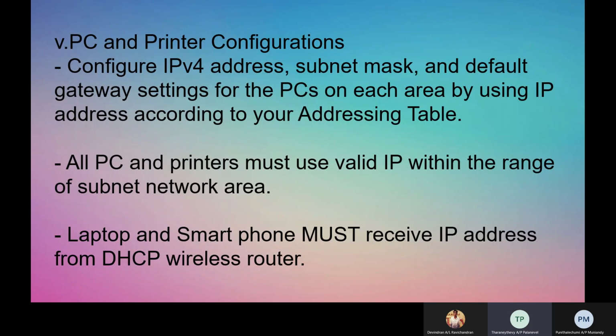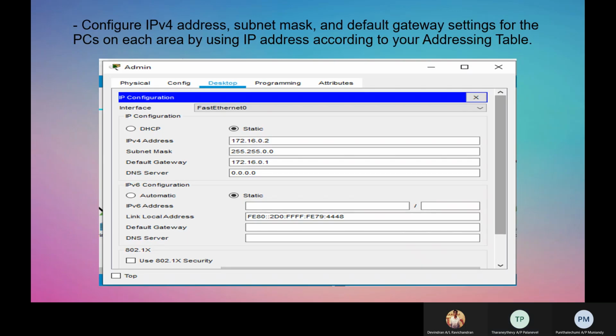PC and printer configuration. Configure IPv4 address, subnet mask, and default gateway settings for the PC on each area by using the IP address according to your addressing table. All PCs and printers must use a valid IP within the range of the subnet network area. Laptop and smartphone must receive an IP address from the DHCP wireless router. So this is the IP configuration for admin.